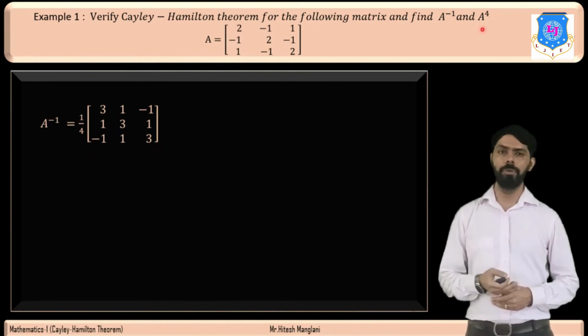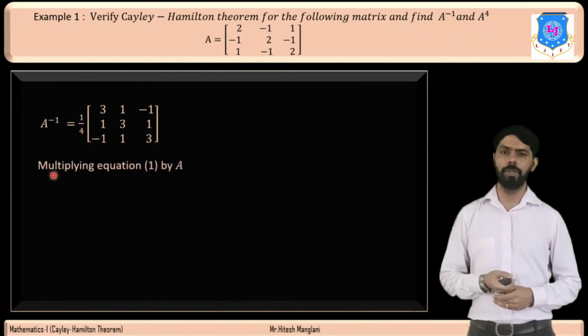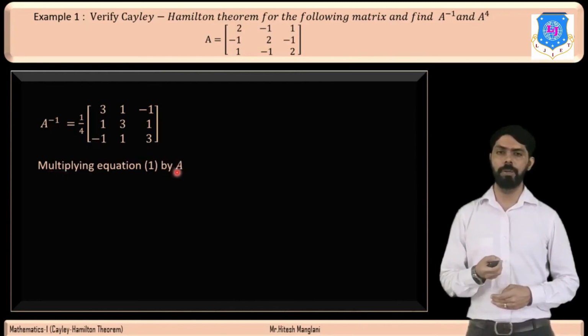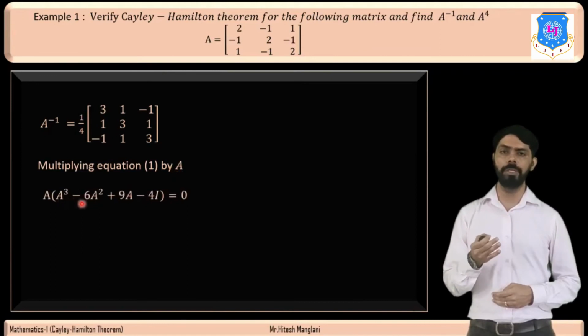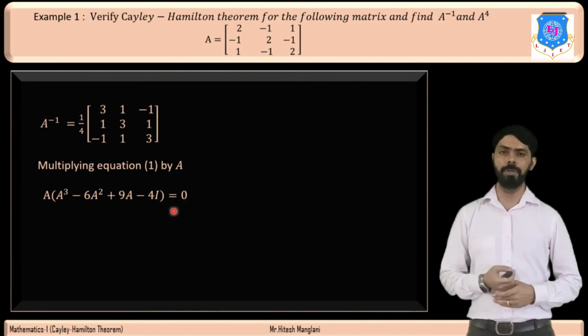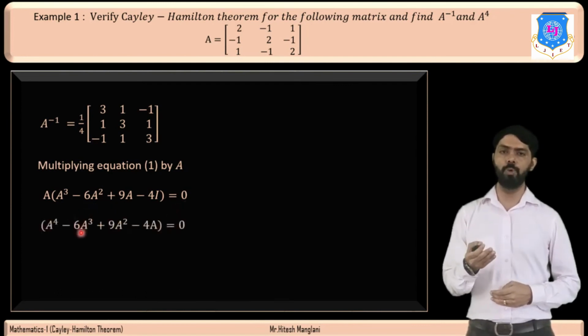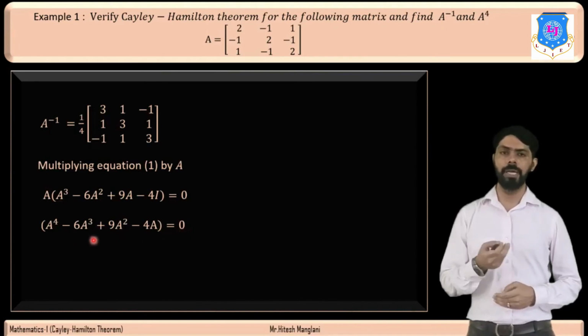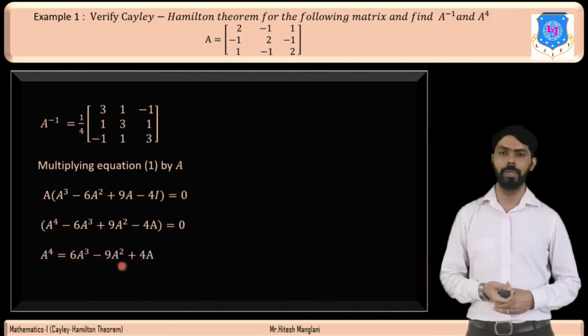Now we will have to find out A raised to 4. So for that we will multiply equation 1 by A. So multiplying equation 1 by A, it will be A into A cube minus 6A square plus 9A minus 4I is equal to 0. If we simplify this, then it will be A raised to 4 minus 6A cube plus 9A square minus 4A, because I dot A will be A, is equal to 0. Now as we have to find out A raised to 4, A raised to 4 will be 6A cube minus 9A square plus 4A.